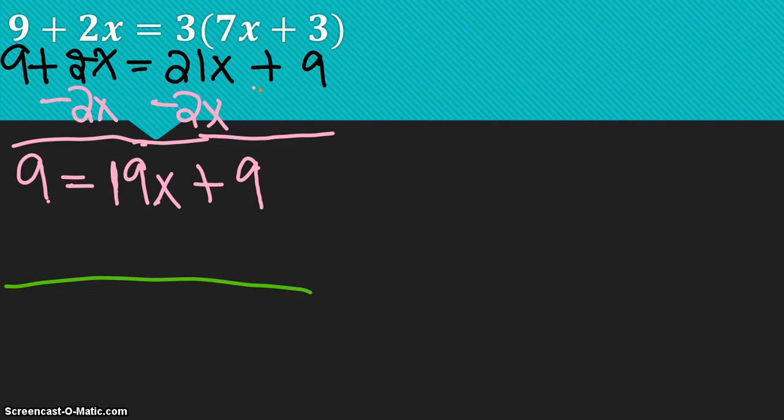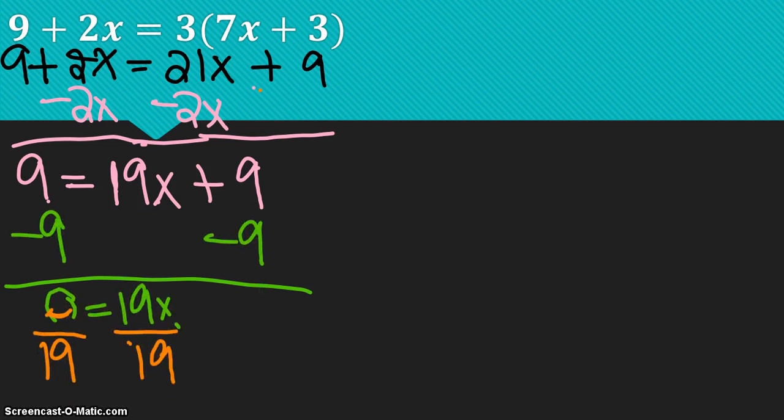Now the next thing we are going to do is subtract 9 on both sides like I said before. So that would give us 0 equals 19x. Now you're going to want to divide by the 19 because the 19 is right next to the x, and that means they're being multiplied. So you want to divide to get your answer, and 0 divided by 19 gives us x equals 0.